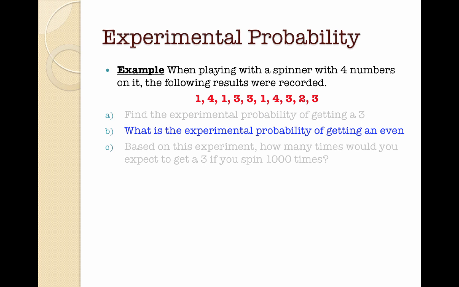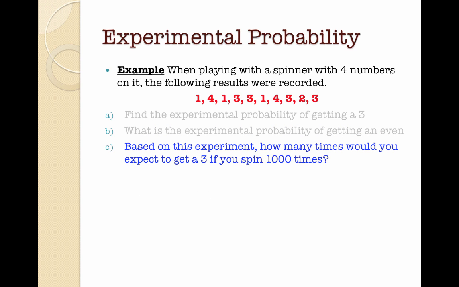Let's take a look at the probability of getting an even number. Again, it's easier to write this as a fraction, so I need to count up how many even numbers I have. The 2 4's and a 2 are all even. This means I have 3 chances out of a possible 10.